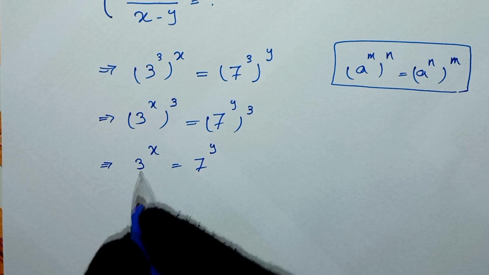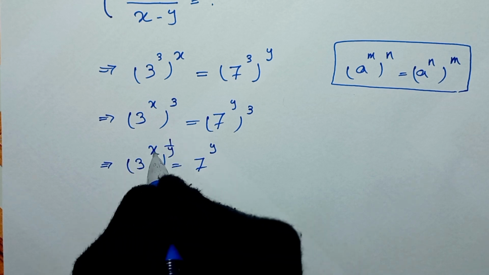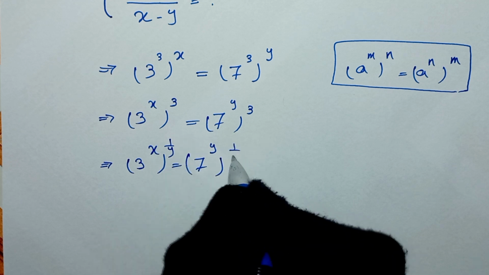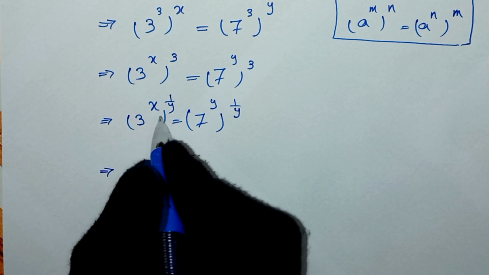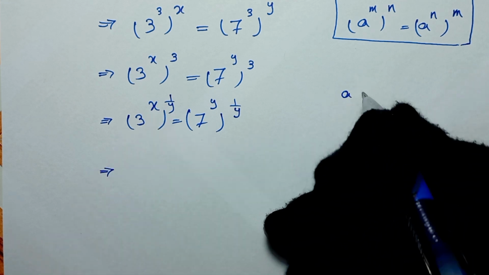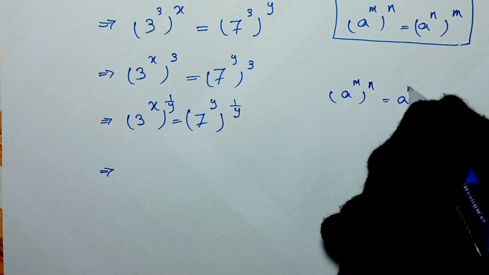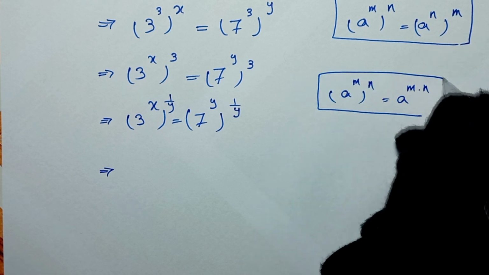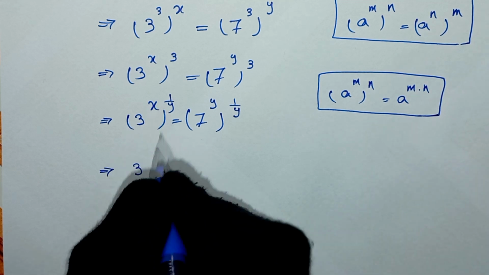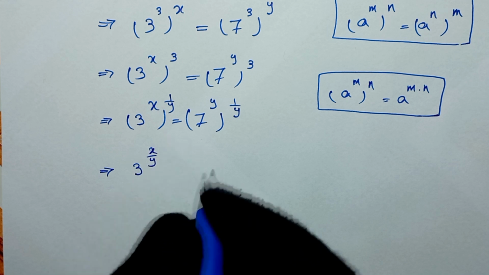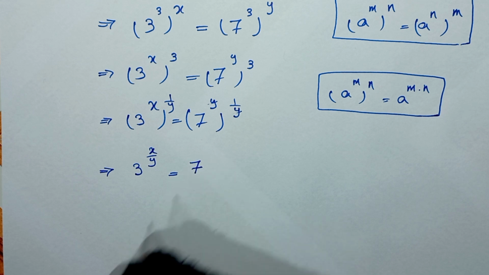And next step, we raise both sides of the equation to the power of 1 over y. So this to the power of 1 over y, and this to the power of 1 over y. And it will be, in here, from exponential rule, a to the power of m to the power of n, we can write this as a to the power of m times n. So we can write this as 3 to the power of x over y, and is equal to, and this y will cancel this, and it will be 7.